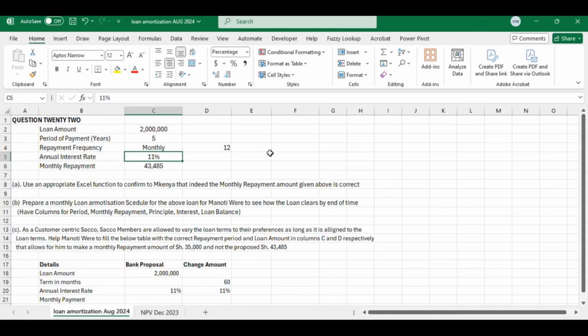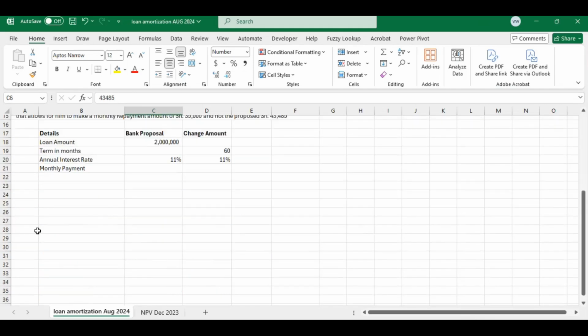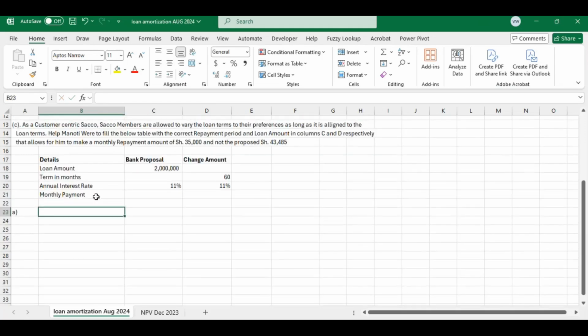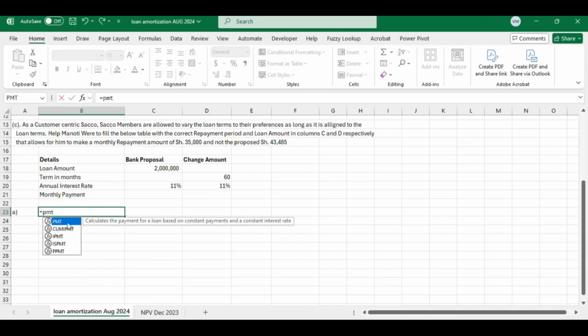So the first part of the question we were told is to use an appropriate Excel function to confirm to Mkenya that indeed the monthly repayment amount given is correct. So the question wants us to use an Excel function to verify whether this monthly repayment of 43,853 is correct. In short, the question wants us to recompute this. So for us to answer this question, this will be part A of our question. We just need to use the PMT function to confirm whether this computation is correct. So we'll say equals PMT, because we know what PMT does. It calculates the payment of a loan based on a constant payment and a constant interest rate. So we can actually use the PMT function, which is a payment function in Excel, to try and verify this.